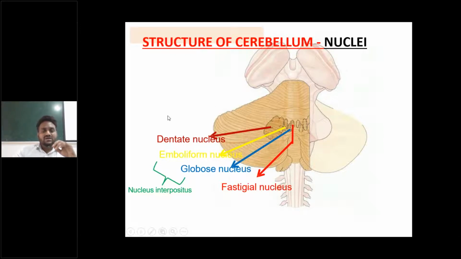If you see these four nuclei and their divisions, the fastigial nucleus is the nucleus of the archicerebellum, that means mainly the vermis. Globosus and emboliformis are the nuclei of the paleocerebellum. You know what the parts of the paleocerebellum are, we studied yesterday. And the dentate nucleus is the nucleus of the neocerebellum. So these are the four nuclei of the cerebellum.